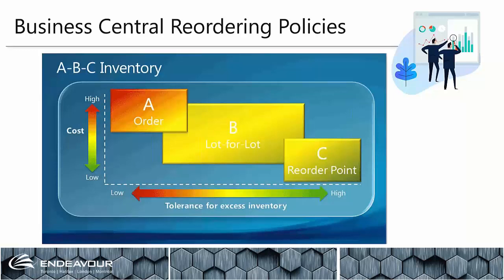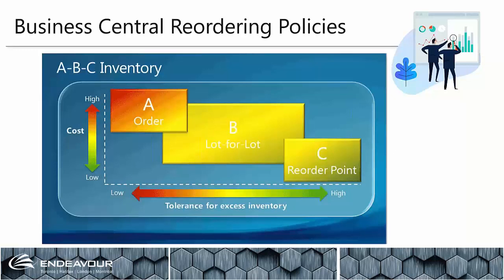Next, we have the fixed order quantity. This is mainly used for lowest level components in the manufacturing world. The fixed order quantity is typically used with a planning parameter on the item card called the reorder point. You cannot use a fixed order quantity policy without using the reorder point field.